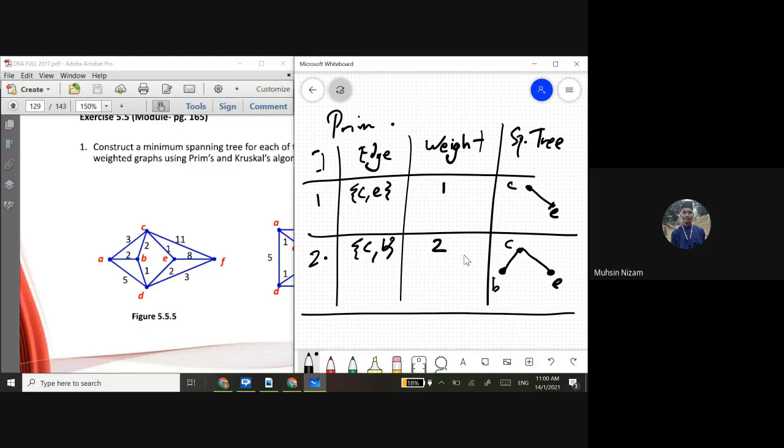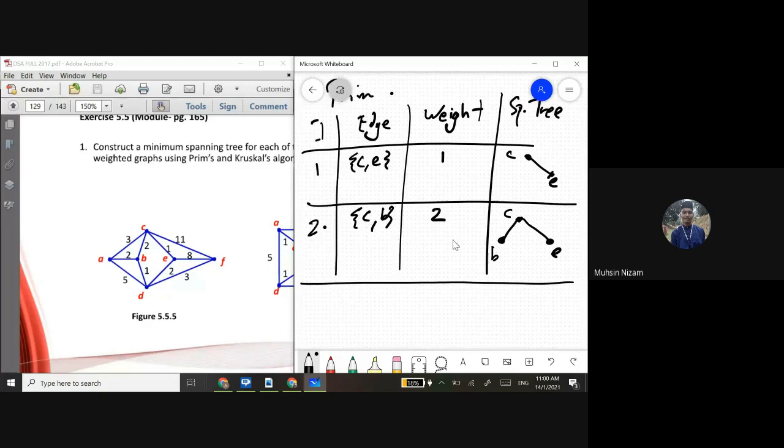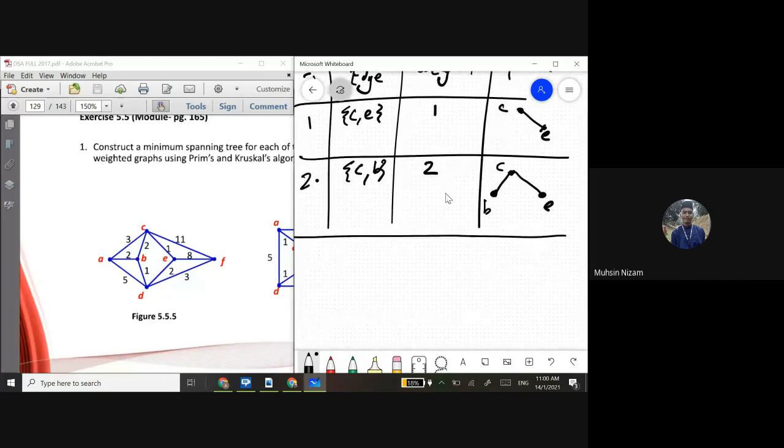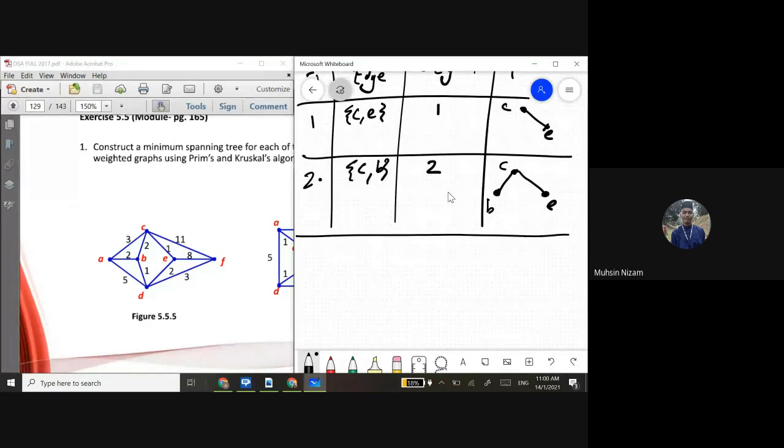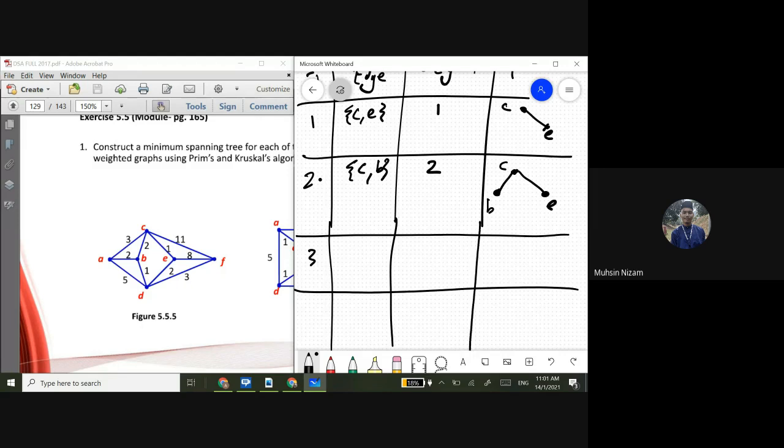Okay. Kemudian yang incident kepada CE and CB pun ada beberapa. Choose either one. So let's say I choose AB. 2.